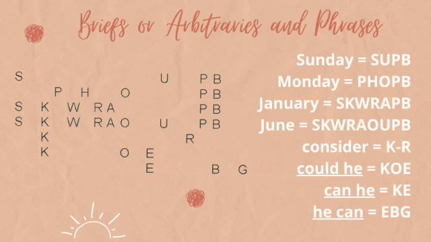Here are the briefs or arbitraries and phrases for this lesson. We have Sunday, Monday, so these are days of the week. We also have January and June, so it's the months. Then we have consider, could he, can he, and he can. Okay, so on the left side, we can see how these briefs or arbitraries and phrases are being written, how it appears in the machine.